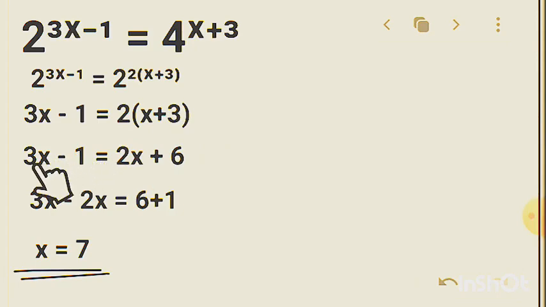So we have 3x minus 1 is equals to 2 times x will give us 2x, and 2 times 3 will give us 6. We collect like terms together. So when this 2x crosses the equality sign, it becomes minus 2x. And when this minus 1 crosses the equality sign, it becomes plus 1. So 3x minus 2x will give us 1x or x, and 6 plus 1 will give us 7. So the value of x for this equation is equal to 7.